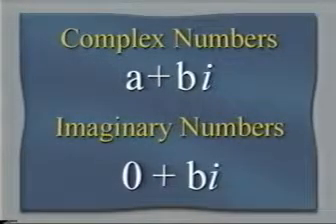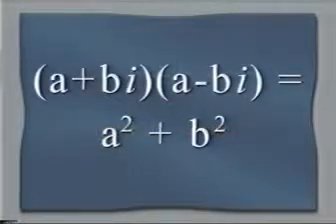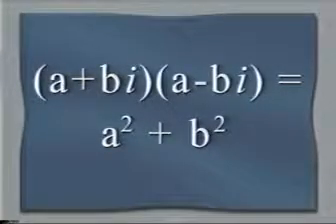That is, the 0 goes away and you're left with BI, a purely imaginary number. It was discovered that by multiplying A plus BI times A minus BI, what you received was a product of A squared plus B squared. The imaginary part had gone away. A squared plus B squared is a real number.